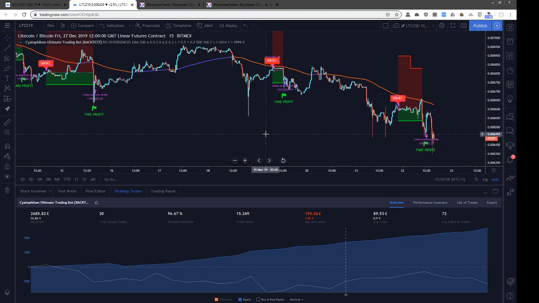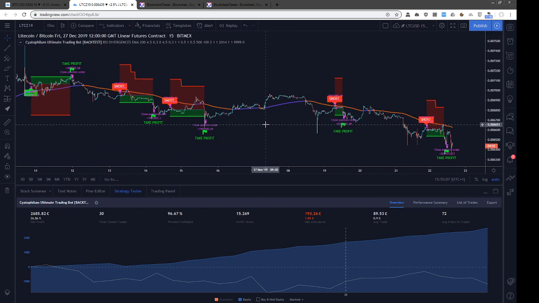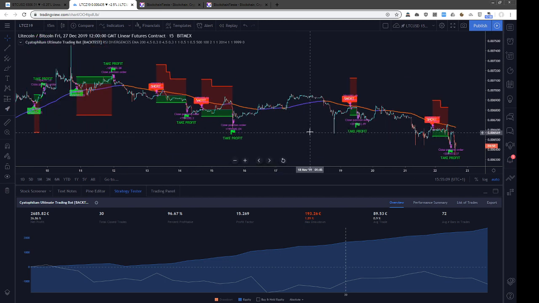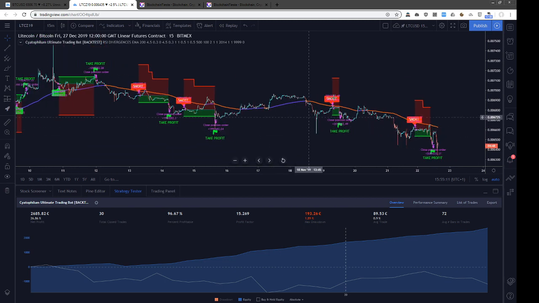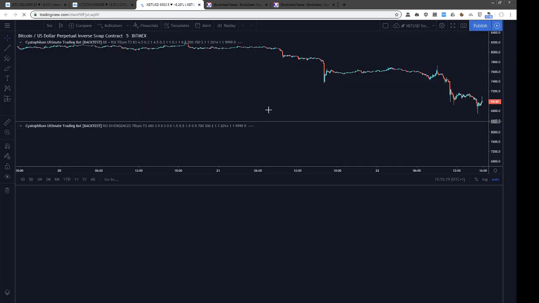So we got this Litecoin configuration, which is one of my favorites because of the nice win rate. And in these last days we see that we get some shorts here, and so far no stop loss, so this is good. I hope this will keep up. Moving on to the Bitcoin configuration in 5 minutes.